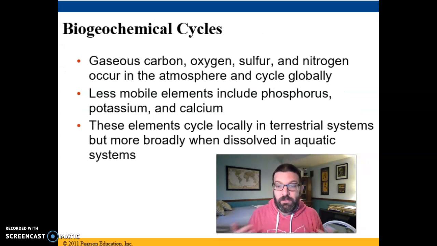There are a lot of different examples of important biogeochemical cycles. Carbon, oxygen, sulfur, nitrogen, these are all things that become gases, and so they have very global cycles, because once you become a gas and you get to the atmosphere, you can cycle all around the planet. Things like phosphorus, potassium, and calcium don't tend to become gases, and so they tend to cycle in more local areas, especially in terrestrial ecosystems. When they get into the oceans, then you can have more broad cycling through currents as they dissolve in the water.